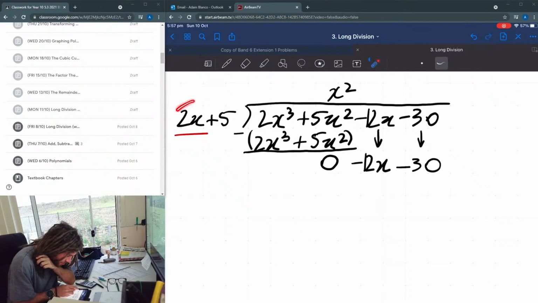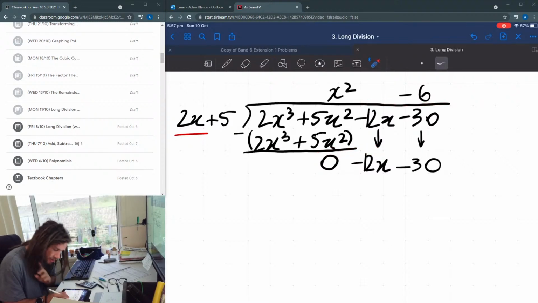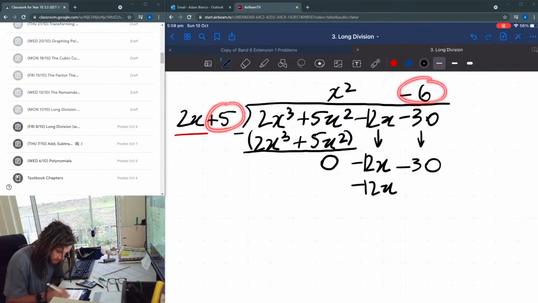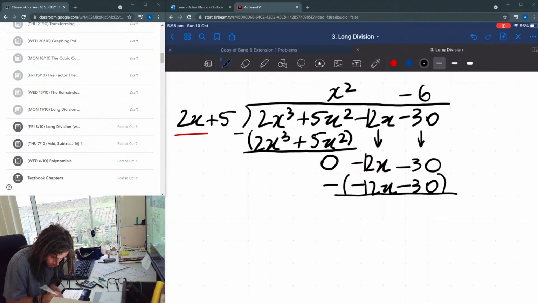Okay, so how many times does 2x go into minus 12? It goes in minus 6 times. Notice there's a gap here. That's because I skipped a place value here, and I'm putting it here. Okay, we're good. So then minus 6 times 2x is minus 12x. Minus 6 times 5 is minus 30. Boom. And 12. Okay, and then that's just 0.